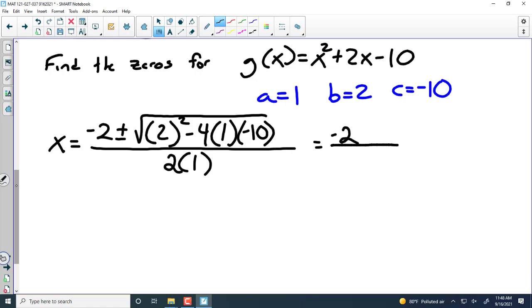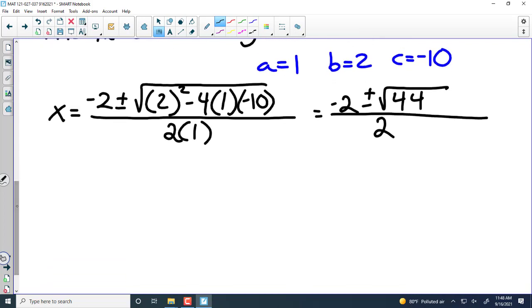This is still negative 2. Inside here, this is going to be 40 again, but the 2 squared is 4. So if you'll allow me just to skip a little bit of arithmetic, that's going to end up being a 44 under there. Now, does anyone off the top of their head know the square root of 44? I don't expect you to. I don't either. All right.